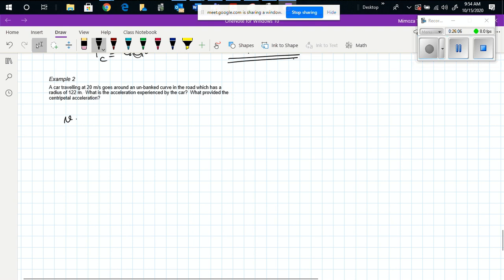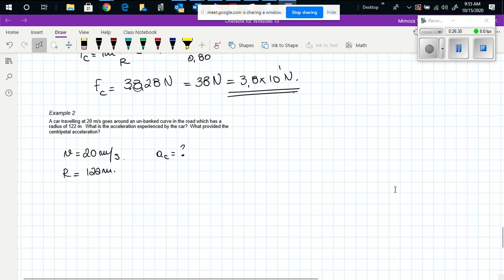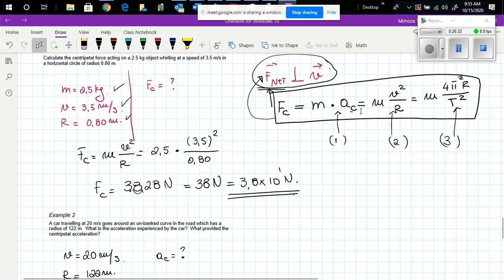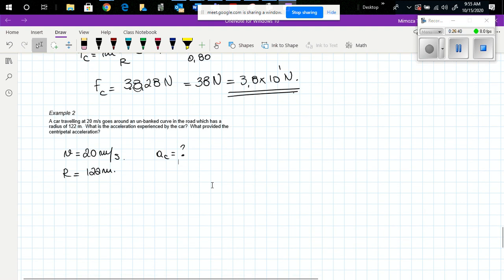Okay, so the magnitude of the velocity is 20 meters per second, and we have a radius of 122 meters, and we are looking for centripetal acceleration. If we go to those formulas that we just mentioned before, then based on the given information, what is the acceleration formula that we will use? Number 2 or number 3? And then we say that it's number 2.